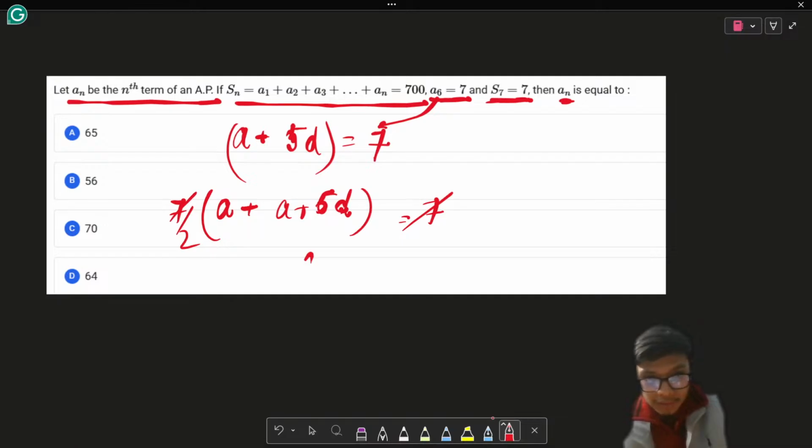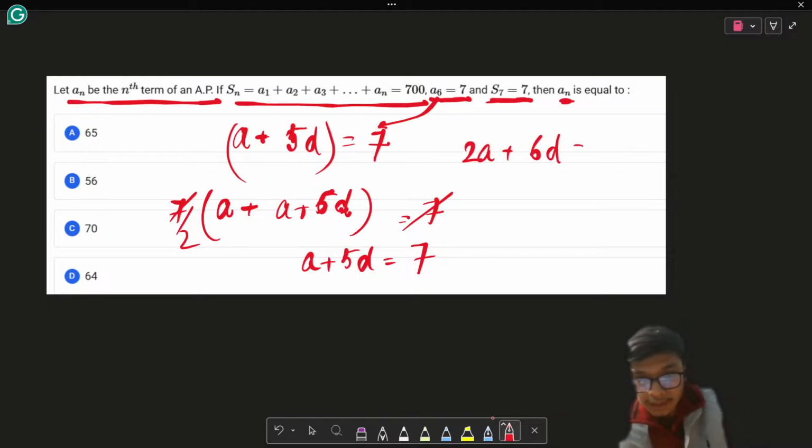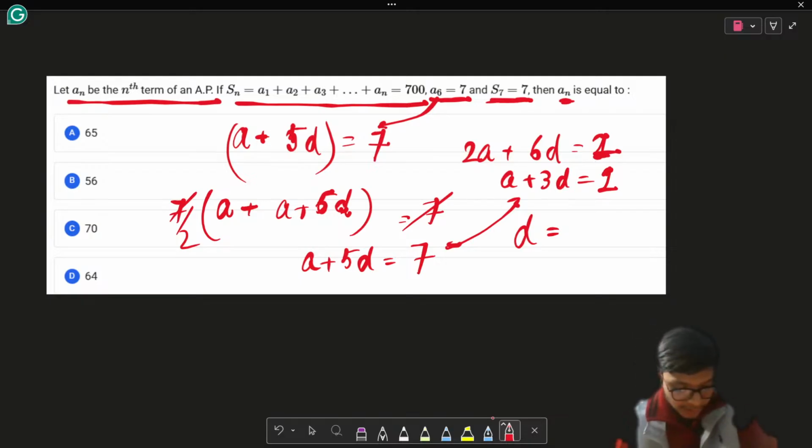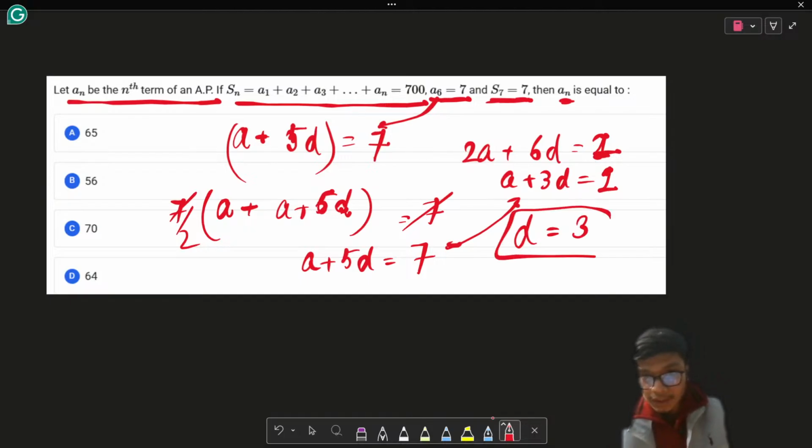Here I will get two equations. So the first equation is a plus 5d is equal to 7, and the second equation is 2a plus 6d is equal to 2, and therefore from here I can write a plus 3d is equal to 1, right? So if I just simply solve these two equations, I'm going to get the common difference, which is very simple. It is definitely going to turn out to be 3, right? And similarly, once I get the common difference, the first term is going to come out as minus 8, right? From here you can simply get this result, right?